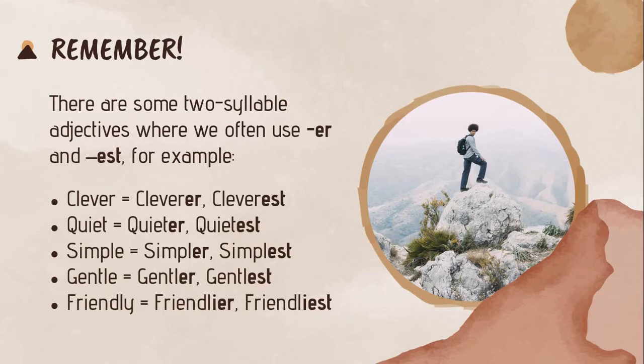One thing you need to remember here is that there are some two-syllable adjectives where we can use ER and EST. For example, clever becomes cleverer, cleverest. Quiet becomes quieter, quietest. Simple becomes simpler, simplest. Gentle becomes gentler, gentlest. Friendly can be friendlier and friendliest. These are some of the exceptions that you need to know.